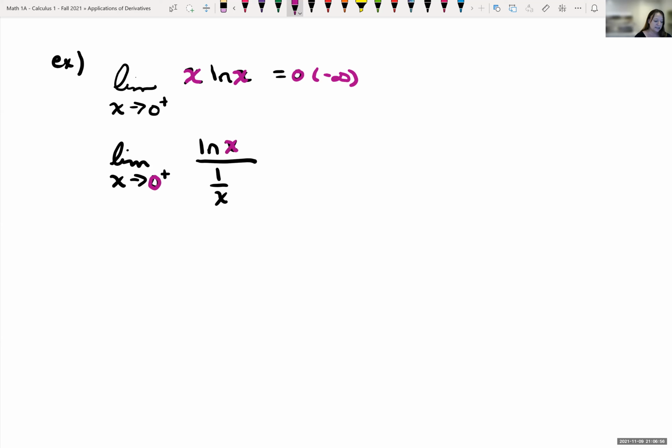And so now when we do the direct substitution, natural log as x is approaching 0, recall that was negative infinity, all over 1 over x with x going to 0. So we have 1 over a very, very small number that's positive, and that's going to be going to infinity. So we now have this infinity over infinity. And so we can now use L'Hopital's rule.